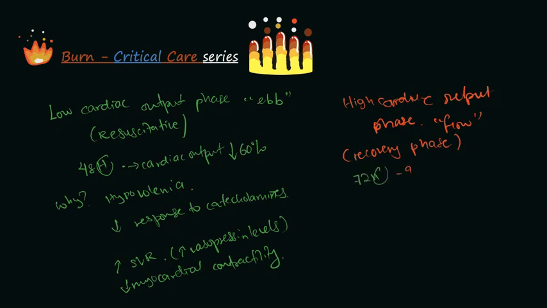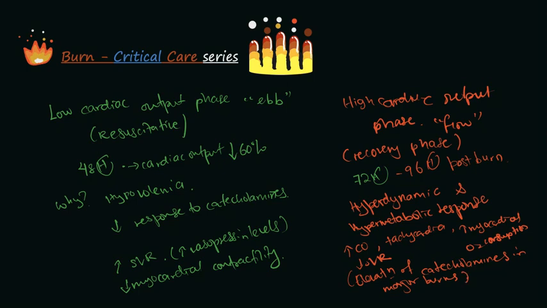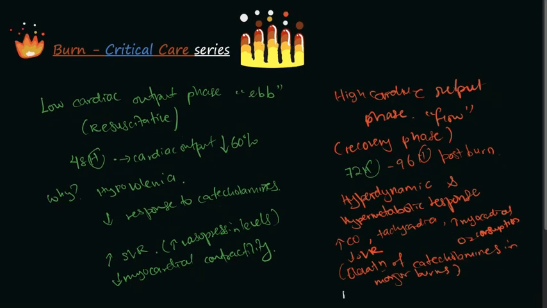The flow phase occurs about 72 to 96 hours post-burn, and is characterized by hyperdynamic and hypermetabolic response, characterized by increase in cardiac output, tachycardia, increasing in myocardial oxygen consumption, reduction in systemic vascular resistance, and all this is owing to the elevation of catecholamines in major burns. So to combat these effects, an unselective beta blocker can be used to minimize this catastrophic effect.